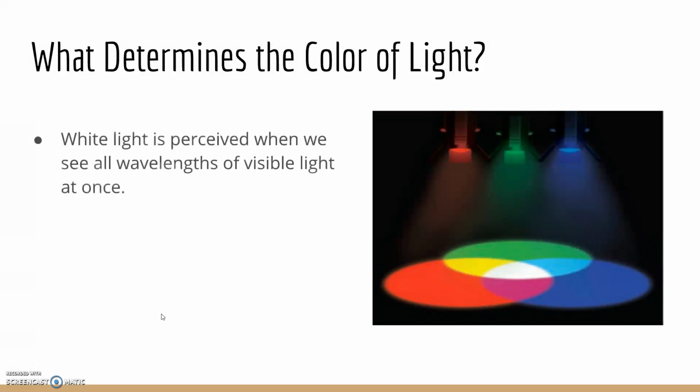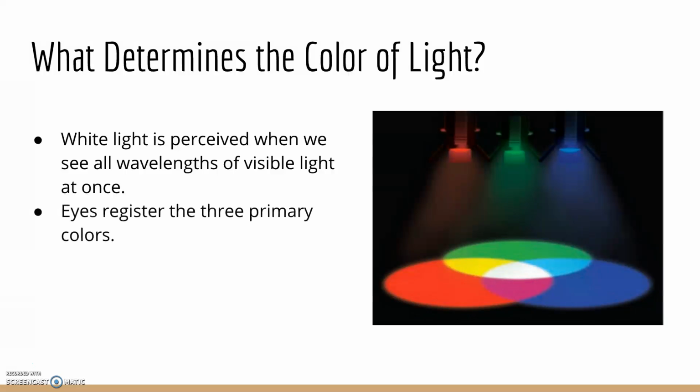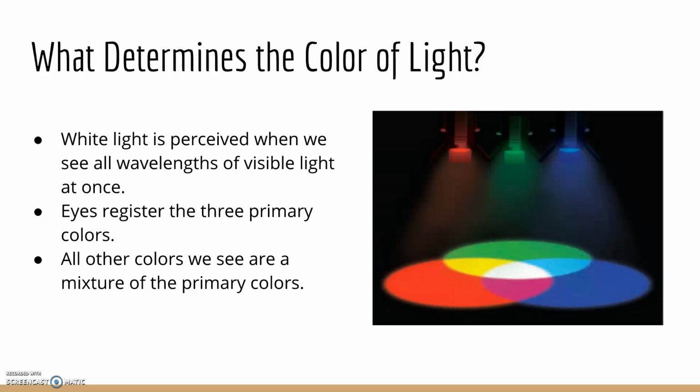Okay, so white light is perceived when we see all wavelengths of visible light at once. The eyes register the three primary colors: red, green, and blue. Now, this is a little different than your traditional color wheel that you've seen in art, but the main point is all of these combined will give you white light. So white light is a combination of all the different wavelengths of visible light, and that's what you see. And all other colors we see are a mixture of those colors.